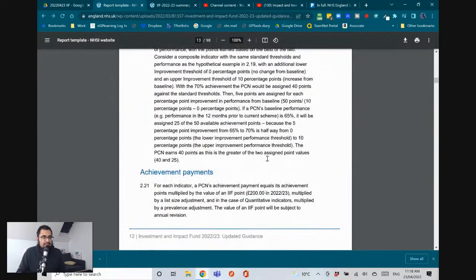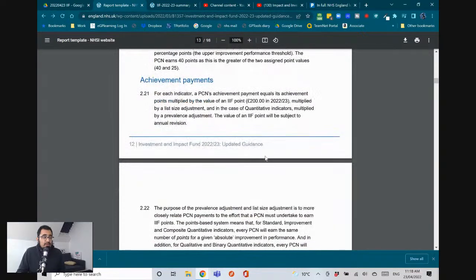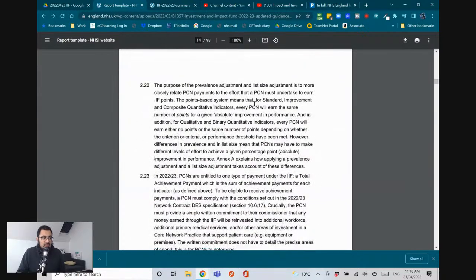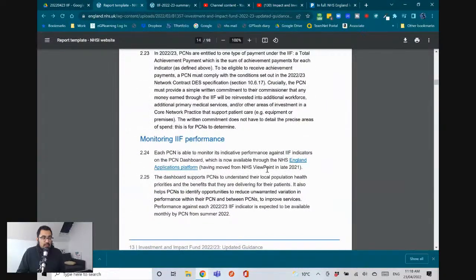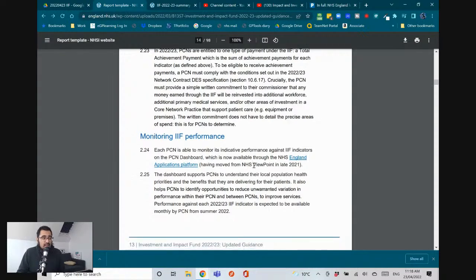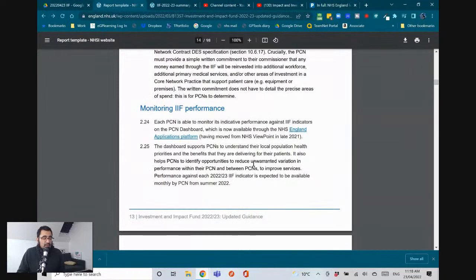In terms of achievement points, it talks about the fact that it's £200 per point effectively, but then you do have to add in the prevalence and adjustment payments into that and how things will be paid. And then monitoring, it talks about using the NHS England applications platform, that basically the dashboard they've provided. You need a specific login to get into that and see it. Yeah, I'm not a big fan of it, to be honest, personally. But yeah, it's the way that they're looking at the information.